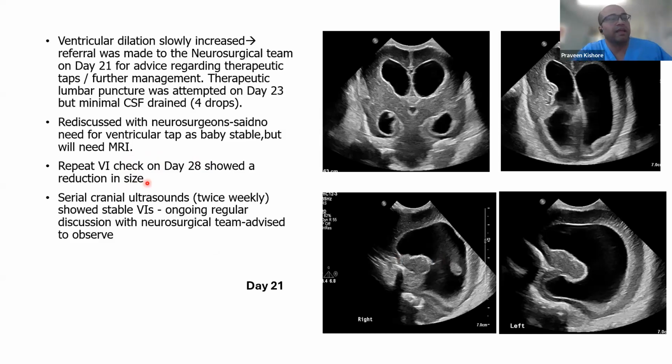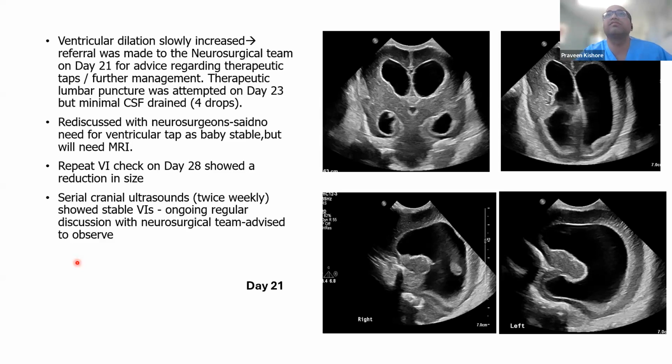It was not the easiest to get an MRI. By day 28, it started showing a bit of reduction in the VIs. We started doing twice weekly cranial ultrasounds. And if you remember my discussion last week about VIs, anterior horn width, and temporal occipital diameter, we talked about how VIs can sometimes fool you. So VIs are stable, but the head circumferences are rising.